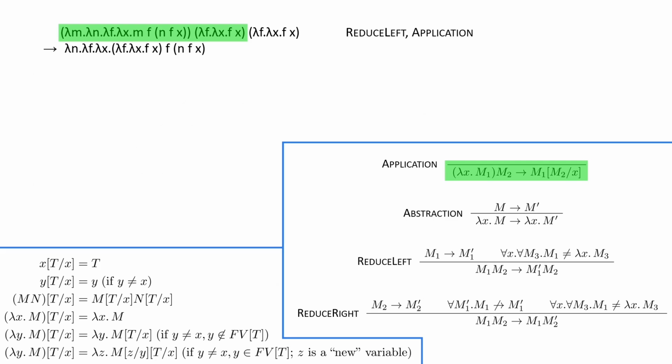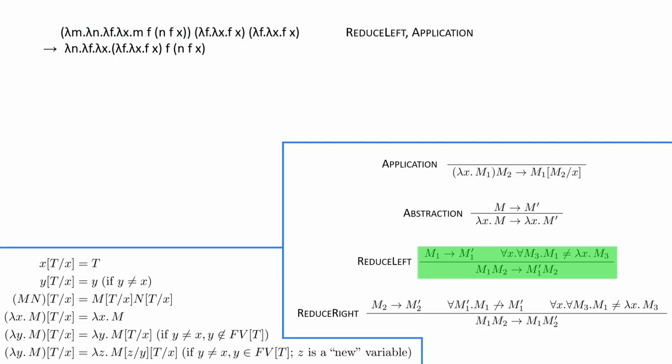That was the M1 prime in the reduce left rule, which simply said that in an application, we may reduce the rator and keep the rand unchanged. Well, we just reduced the rator, so let's keep the rand unchanged, and our final expression is this.